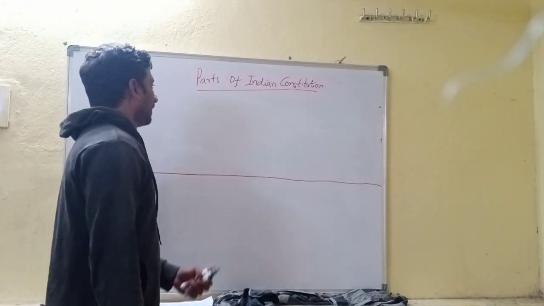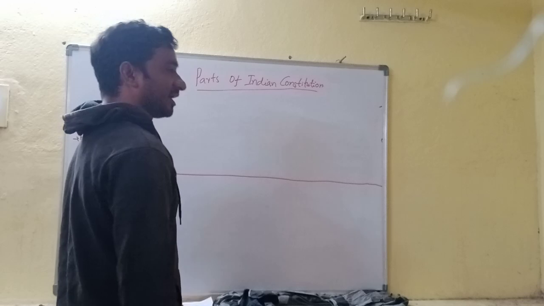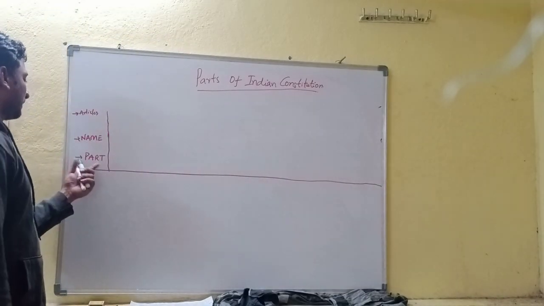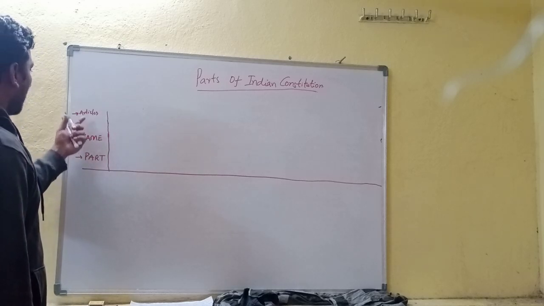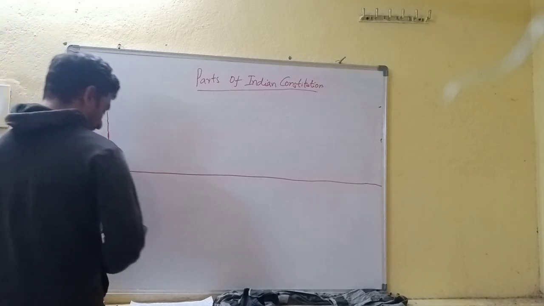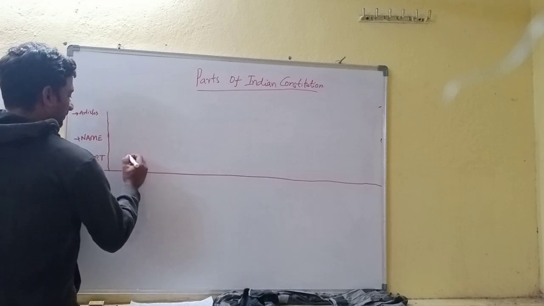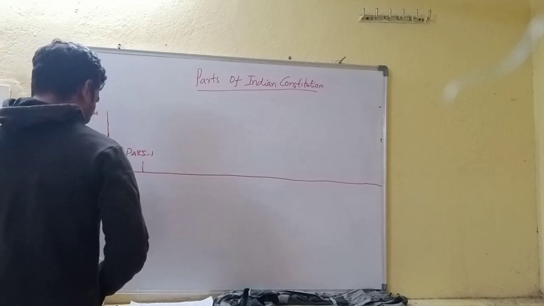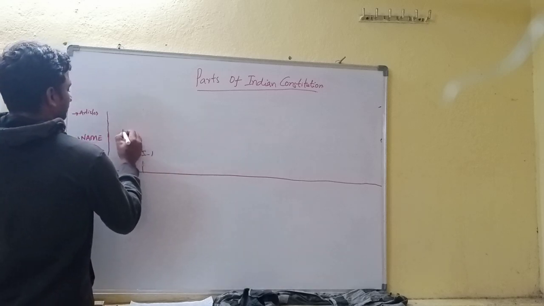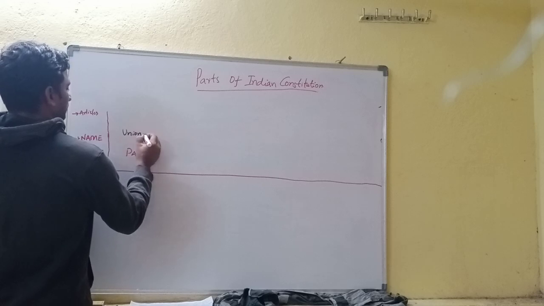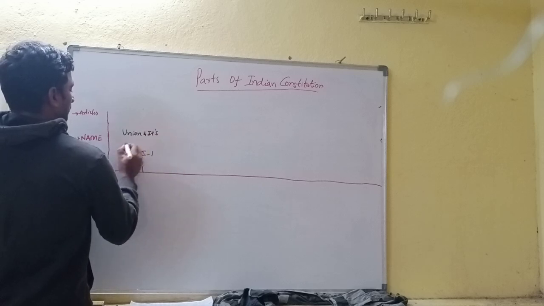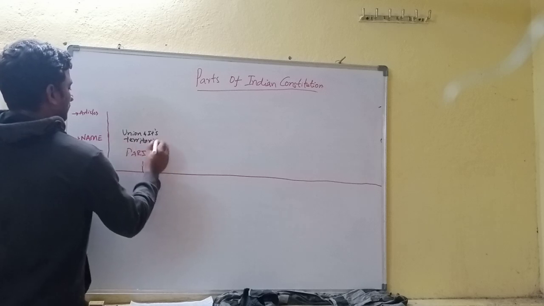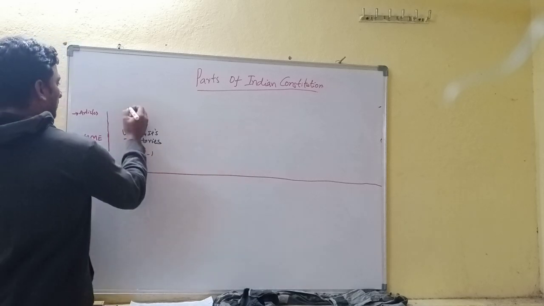Today in this video, I am going to explain to you the timeline of parts of the Indian Constitution. For that, I have drawn a horizontal line and I have written part, name and articles. So let's start. The first part is Part 1. It is about the Union and its territories. Articles 1 to 4.